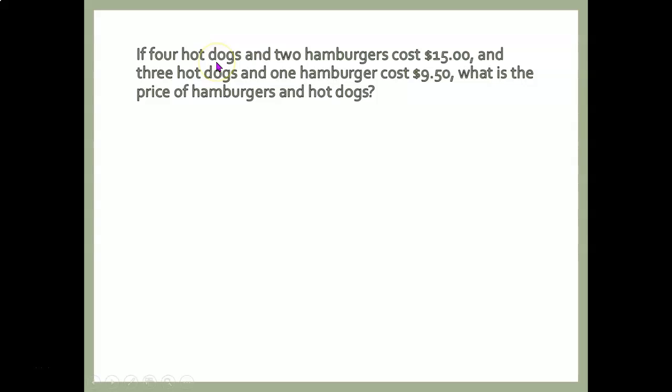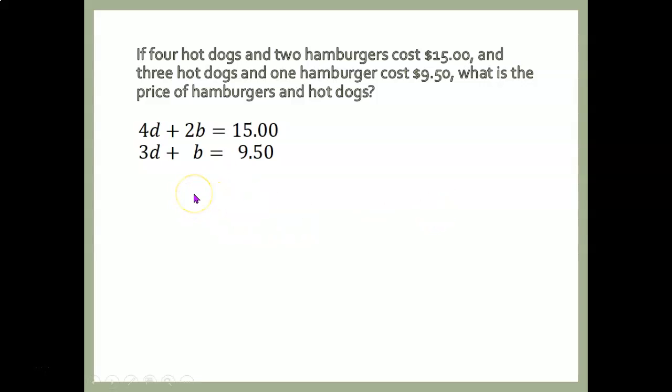Now we need to come up with two equations. 4 hot dogs, and D is the price of each one of those, and 2 hamburgers, B is the price of each one of those, cost $15. So 4D plus 2B equals $15. And 3 hot dogs and 1 hamburger cost $9.50. 3D plus B equals $9.50.